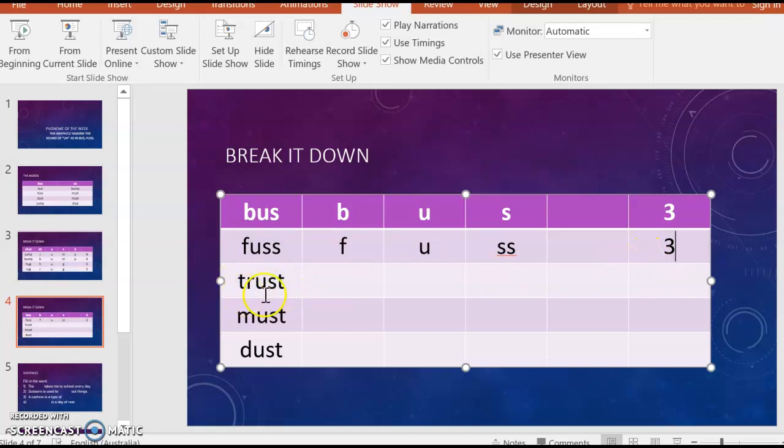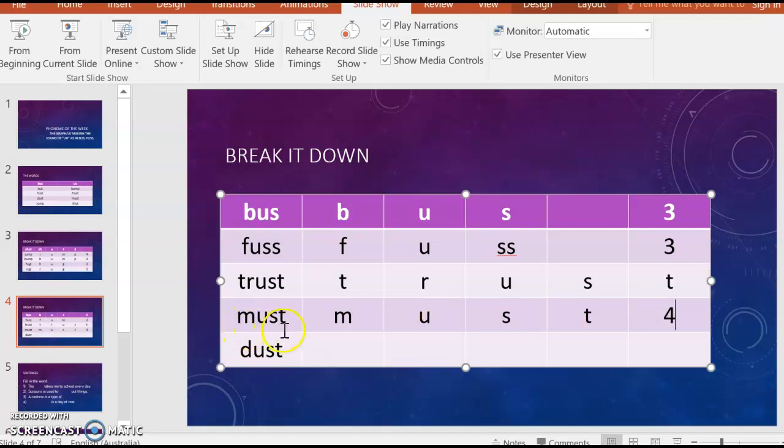Trust. We trust each other. Trust. Break it down. T, r, u, s, t. I don't have any room to write the number of phonemes in this one. T, r, u, st. Trust. So there are 5 phonemes in there. Must. Break it down. M, u, s, t. Must. 4 phonemes in must.